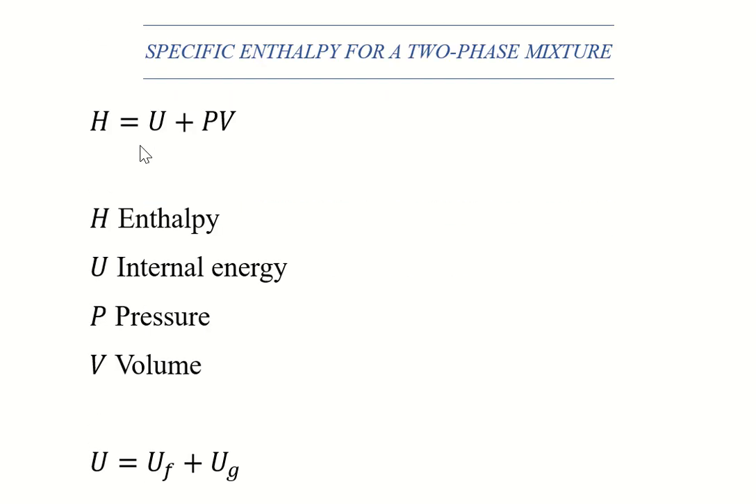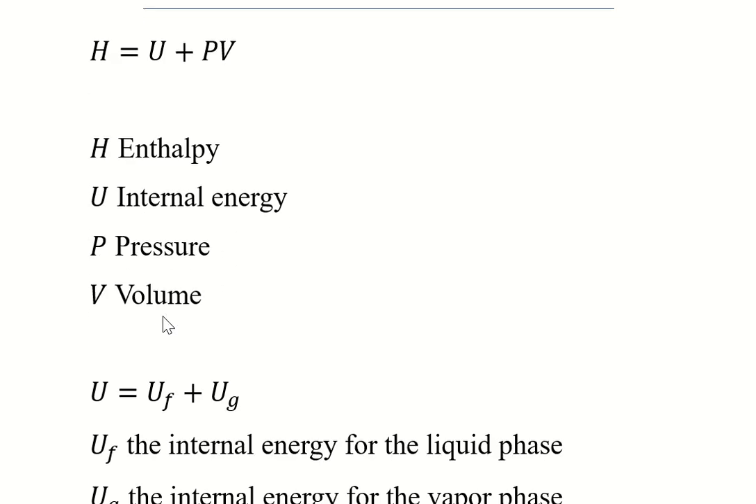So let's go ahead. Enthalpy in thermodynamics is represented by capital H, and it is equal to the sum of the total internal energy and the pressure of a system multiplied by its volume. So capital H is enthalpy, capital U represents internal energy, P is pressure, and V is volume.